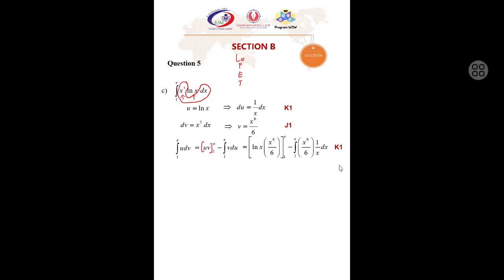Okay, this is K1. And then you need to simplify this. You need to solve this integration. So first, x power of 6 over 6 times 1 over x dx. So this one, you will get x power of 5.